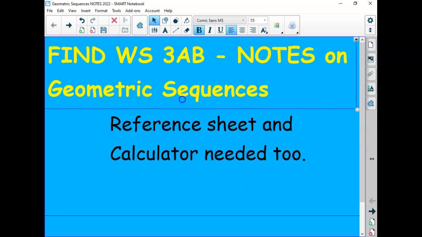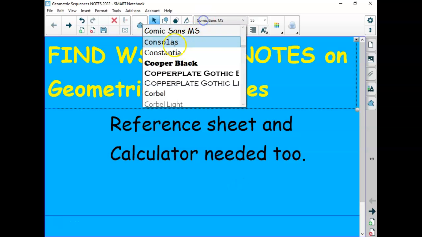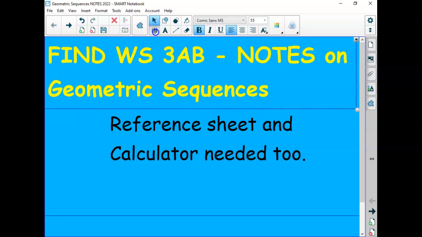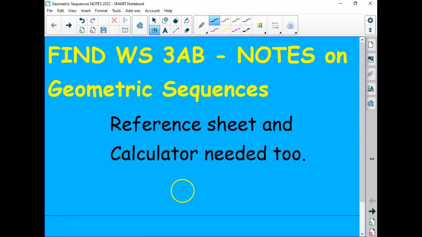All right, so yesterday we talked about sequences where you were adding something every time, and today we're going to talk about sequences where you're multiplying by something every time. Now, you should have out your gold reference sheet so you know where the formulas are on there.